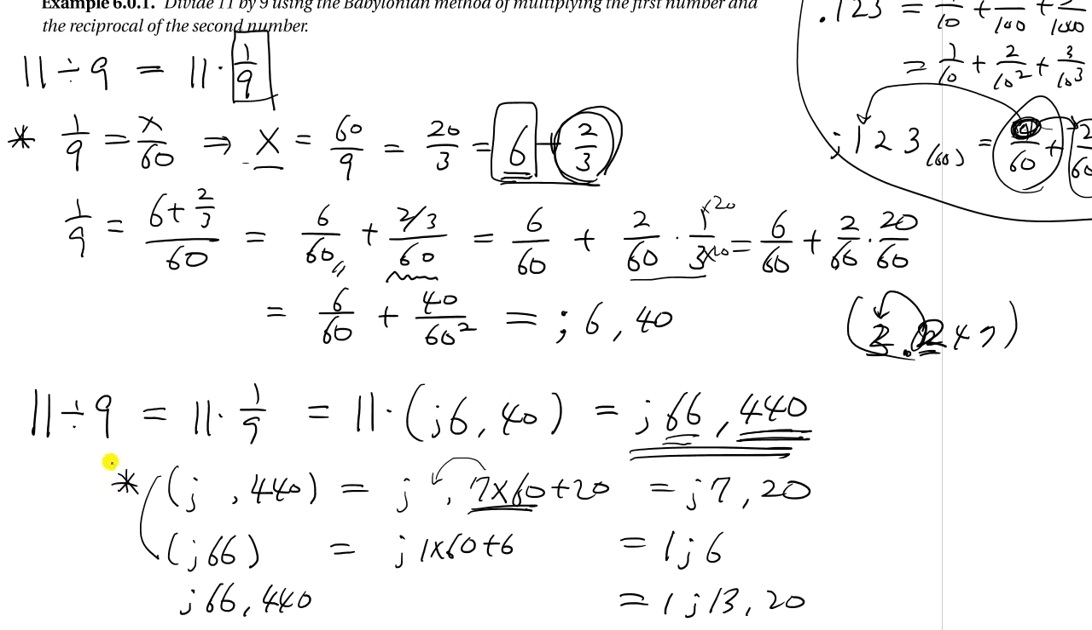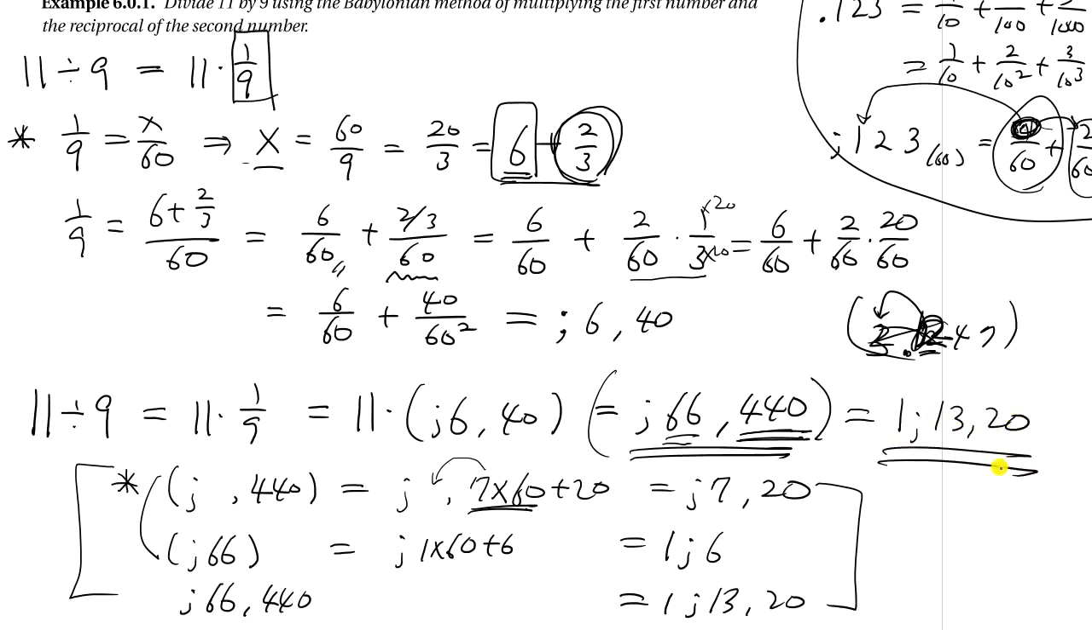So this is how we calculate it, and we got the answer. There's no such notation where you can put 66 or something like that; it's just the meaning of it. So eventually the actual notation should be 1 semicolon 13 20. That's the actual result for this one.